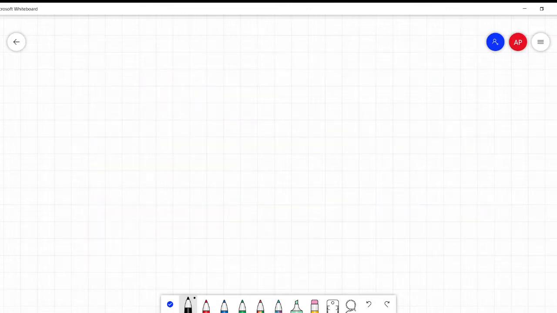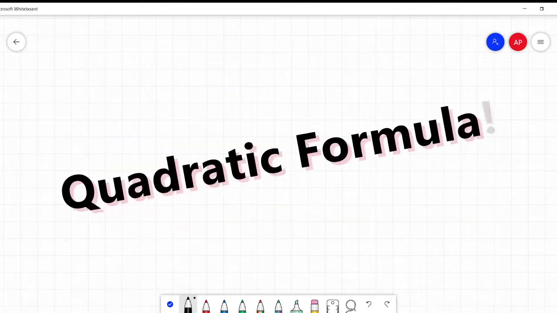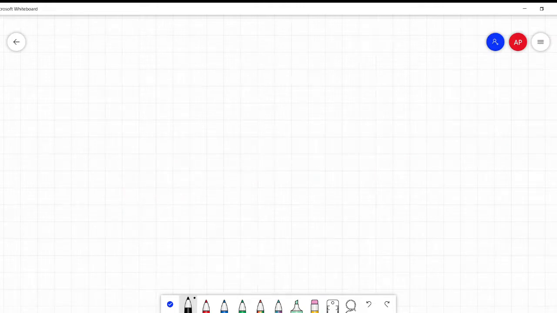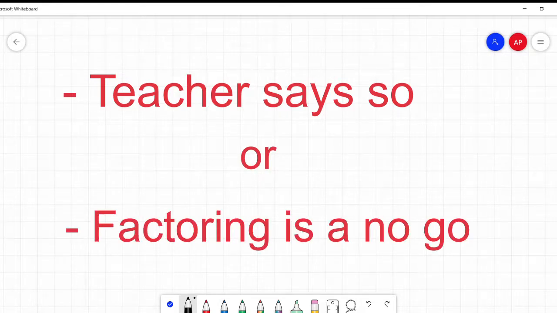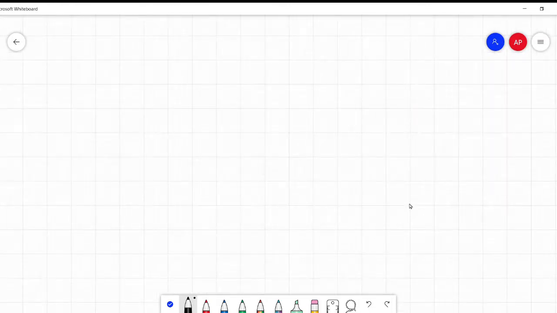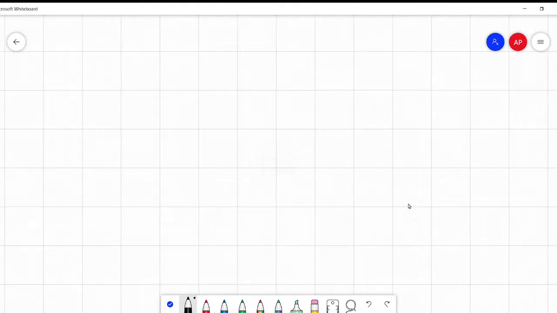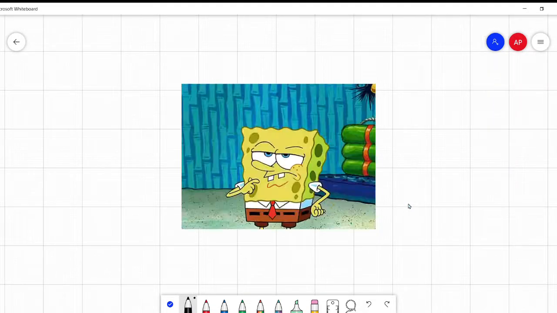This one is all about the quadratic formula. Quadratic formula is what you use when either A, your teacher tells you to use it, or B, you can't factor it. Now, I'm going to do one that is straightforward, if your teacher told you to use it, and then I'm also going to do one where it would be if you can't factor it. You'll see it both ways. So first off, what is the quadratic formula?